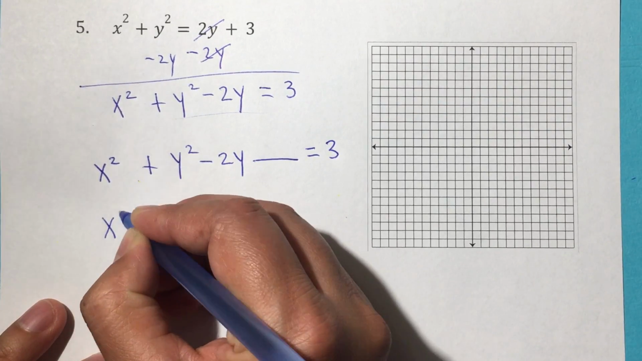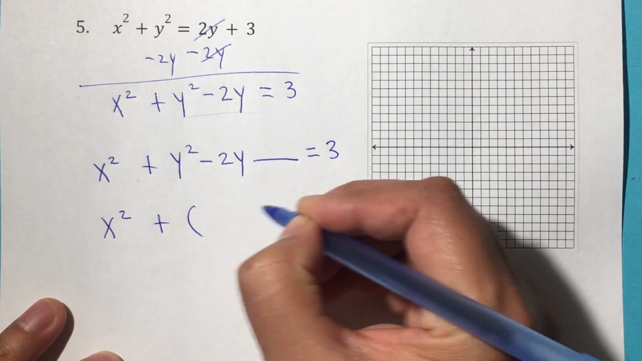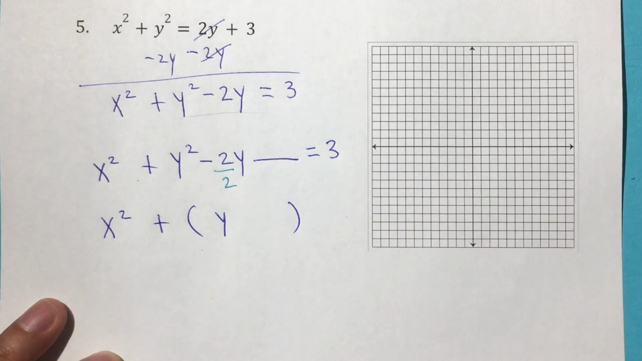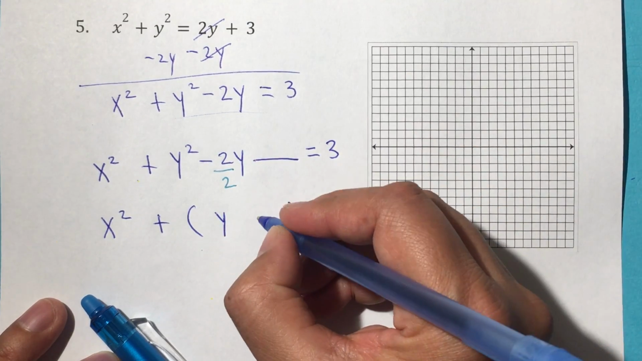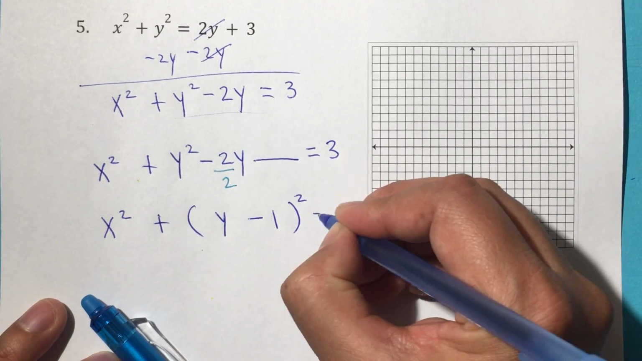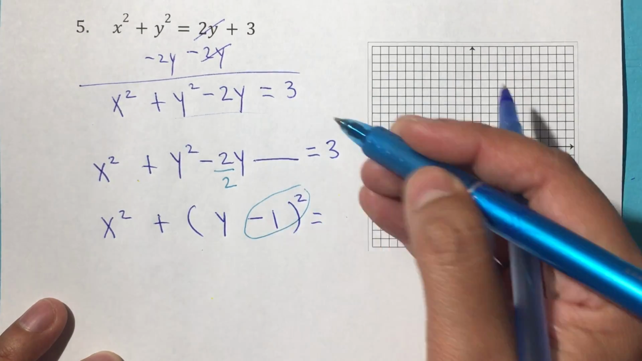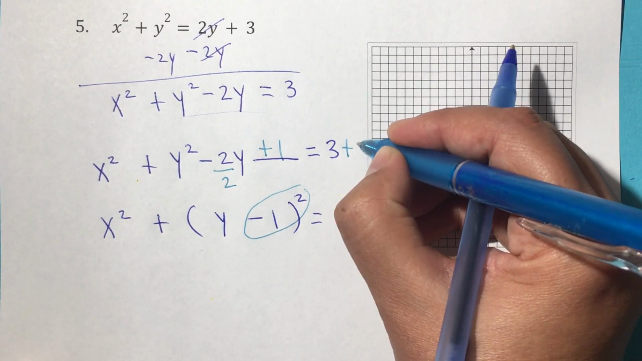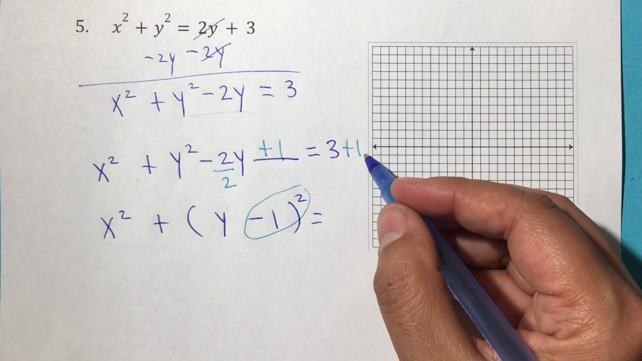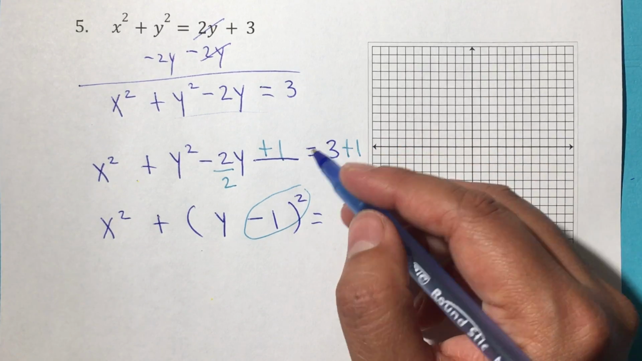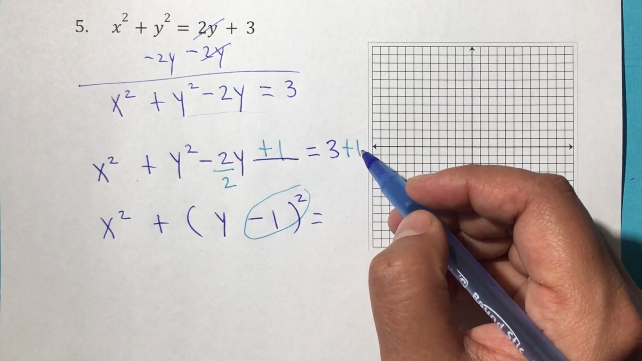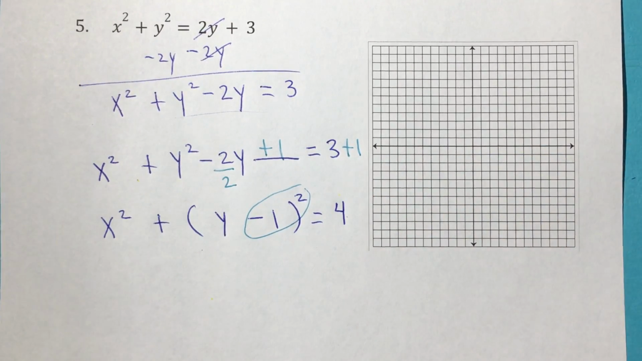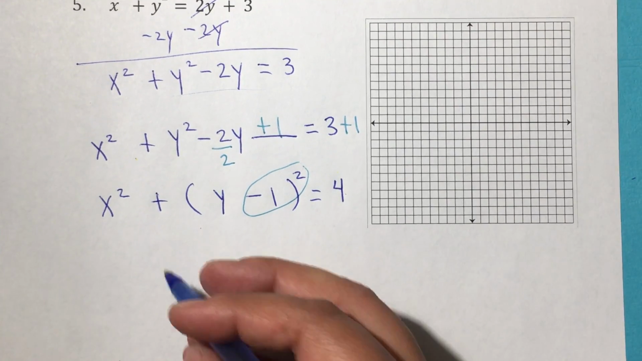Again, we rewrite x squared plus y, and then in here we're going to divide this by 2. -2 divided by 2 is -1. And we raise that to the second power, so -1 times -1 is +1. If we add it to one side, we are going to add it to the other, and 3 plus 1 is 4. Always remember to add whatever it's on the left, you add to the right, because otherwise it's not going to come out correct. That's equals to 4. And so it's now in standard form, so we can find our center.